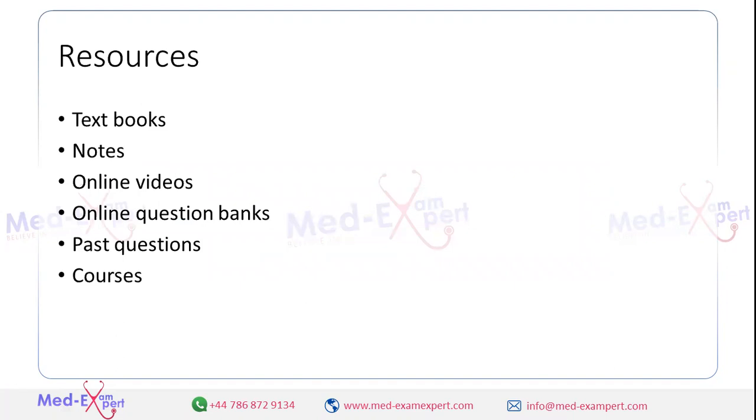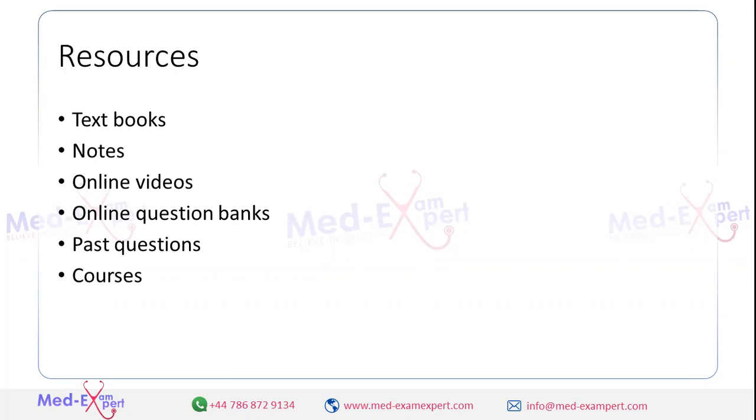Now come to the resources. I think a couple of you have already asked what resources are available. So first thing, textbooks. We have Harrison's, the Davidson textbook, Kumar and Clark. A lot of textbooks are available in medicine. I would not recommend you go to the textbooks. Textbooks should be kept for reference only, as we do not have that much time to go through all of medicine in the textbooks.